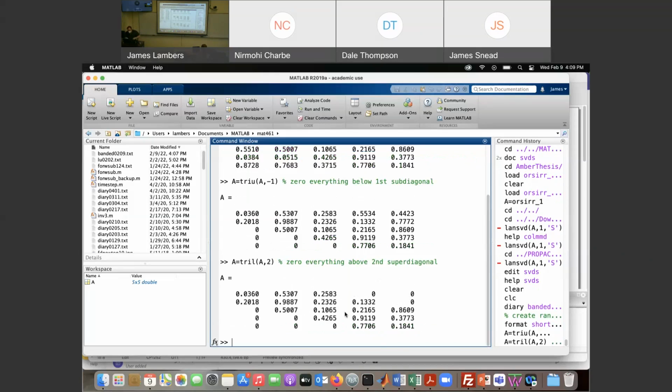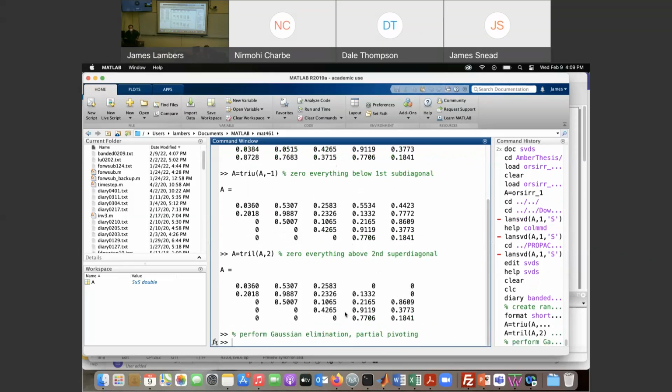So the next thing I'll do is perform Gauss elimination with partial pivoting. As I mentioned, Gauss elimination without pivoting will give a nice LU decomposition where L will have lower bandwidth 1 and U will have upper bandwidth 2, just like the original A. Pivoting messes with that.